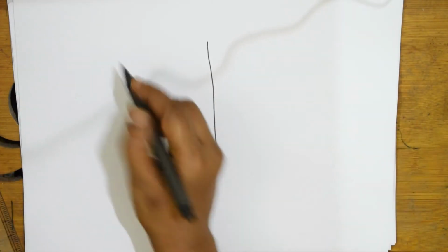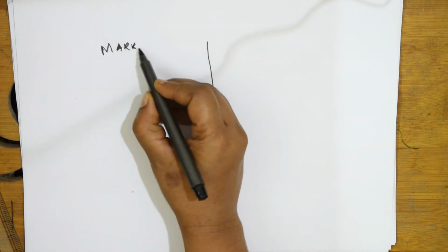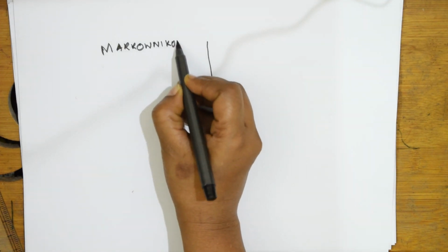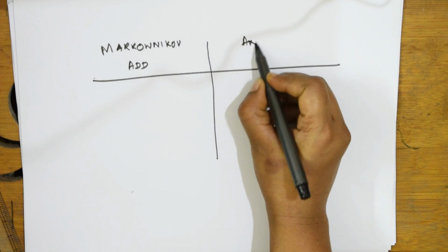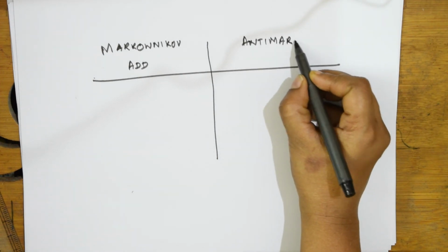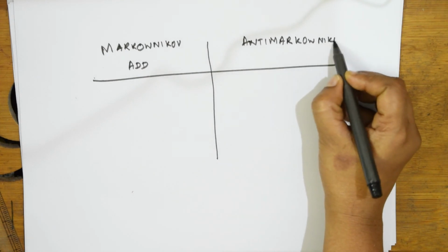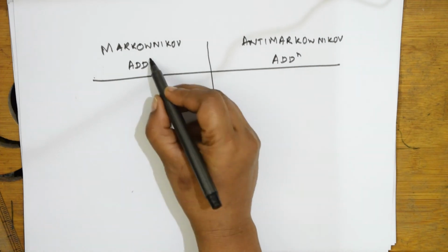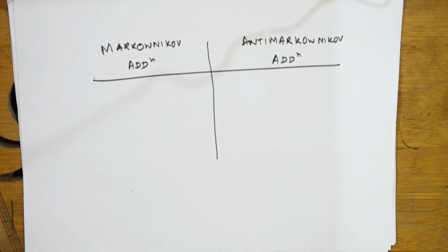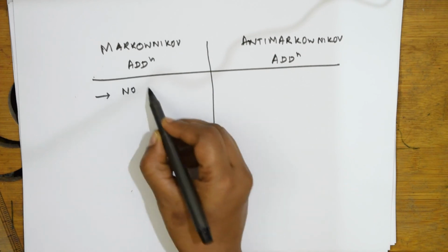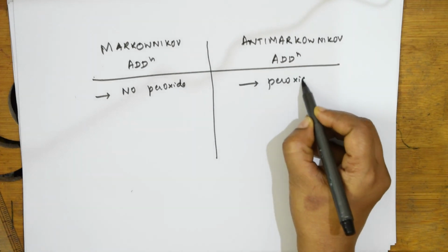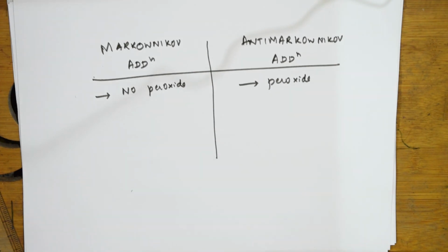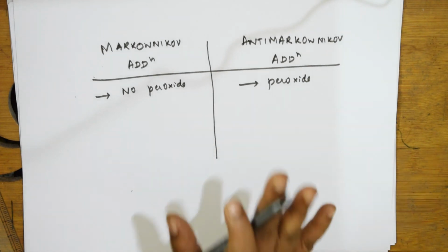You have to remember Markovnikov addition. And next important thing you have to remember, anti-Markovnikov addition. So first important point, I'm not writing the full form. So in Markovnikov addition, do we require a peroxide? No peroxide. Here in anti-Markovnikov addition, yes, in the presence of peroxide. This reaction occurs in dark. This we said only in the presence of peroxide.